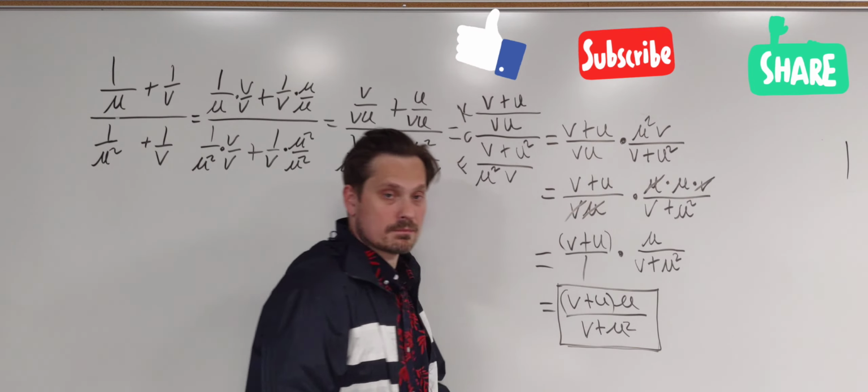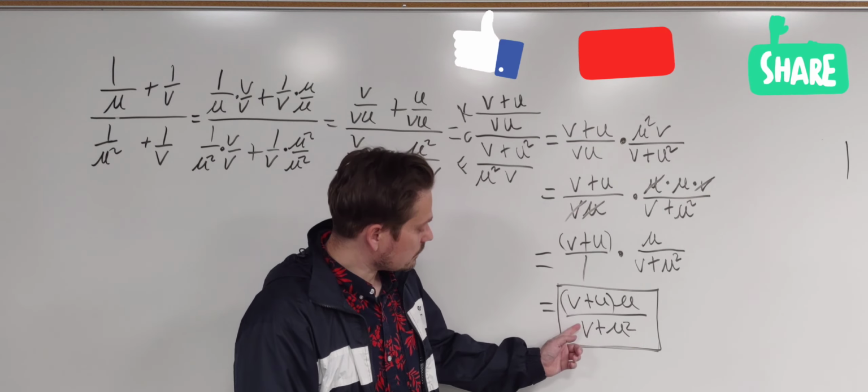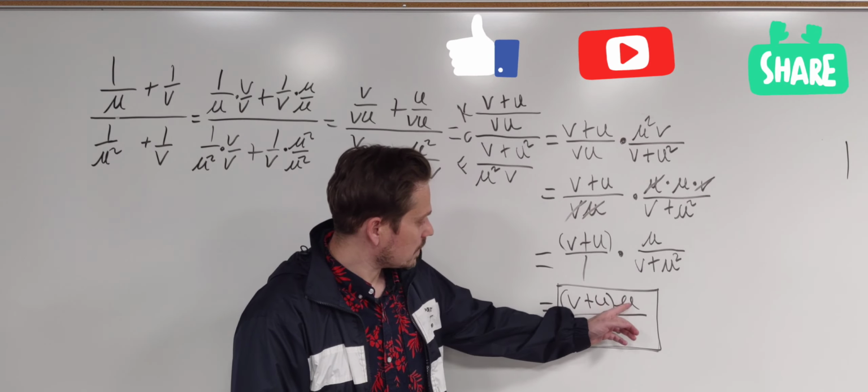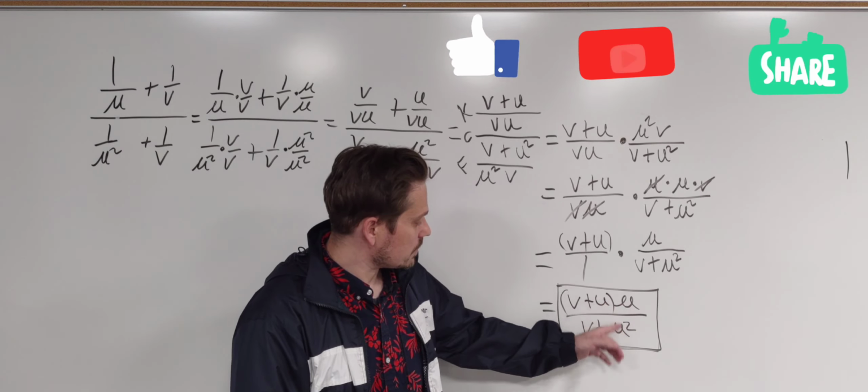Do not, at this point, do not cross off this v with this v. You can't do that. Do not somehow multiply this u to u squared and then cross off with this u squared. Can't do that. This is the answer. And these are all the steps.